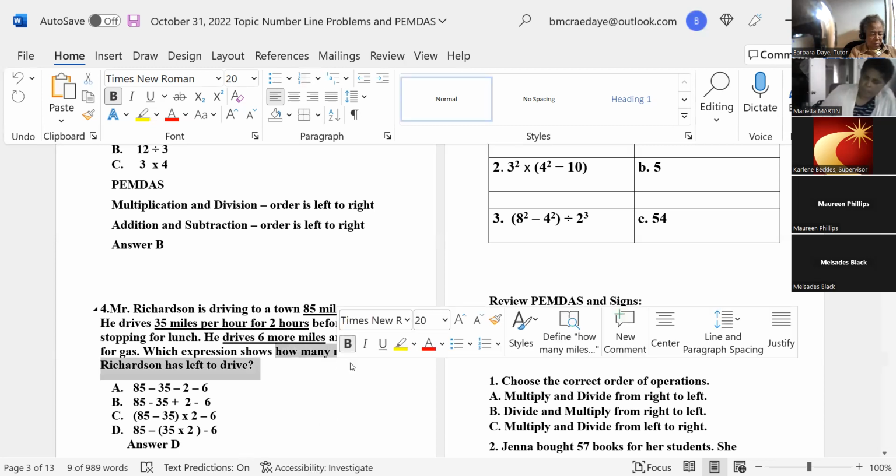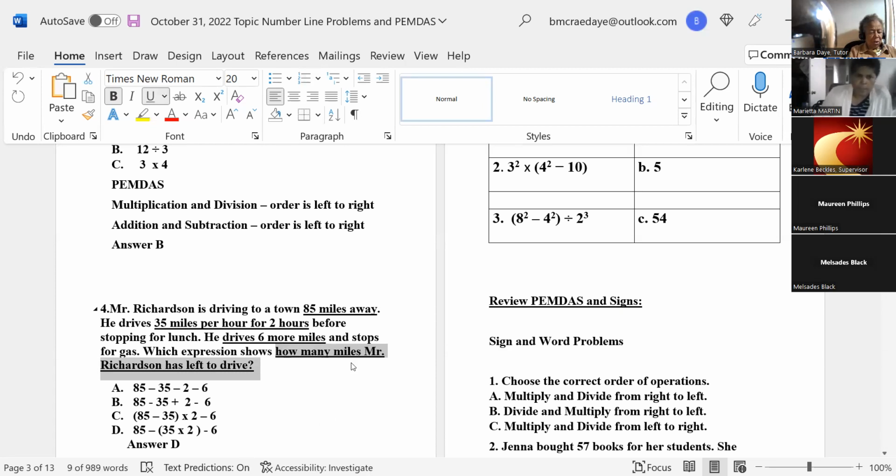Yeah, but he said he drives 6 more. Look at what you're looking for, Mercedes. How many miles does Mr. Richardson have left to drive? So that means subtraction, right? 6 more miles. If he has 70 and then 6, 70 and 6 is what? 76. Okay, so that's 85 miles he started with.